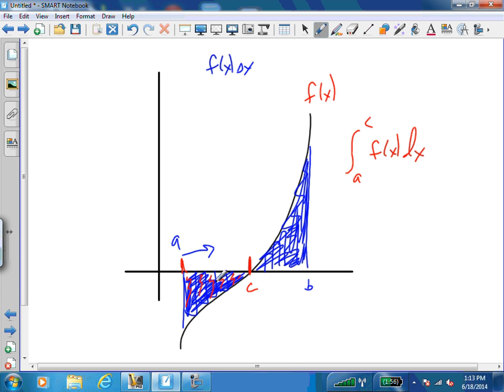So to make that area positive, multiply that by a negative. So that would give us that area, and then we could add to that this area, which we could get from integrating from C to B that same function. So the trick there is just finding out, well, where does our function go from being negative to being positive?